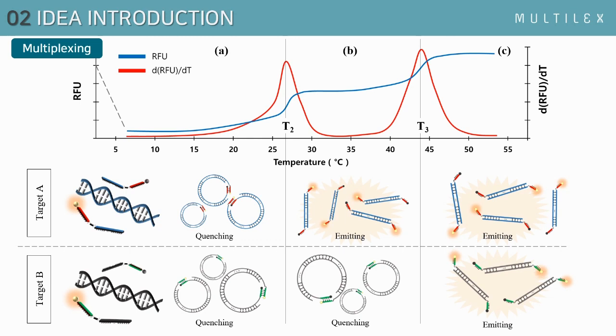Because we designed one set of the tail and seed tail customized for target A, and this tail set has a binding force corresponding to T2 temperature. And we designed the other set of tail and seed tail customized for target B. And this tail set has a binding force corresponding to the T3 temperature. This is the basic principle our megaplex can multiplex.